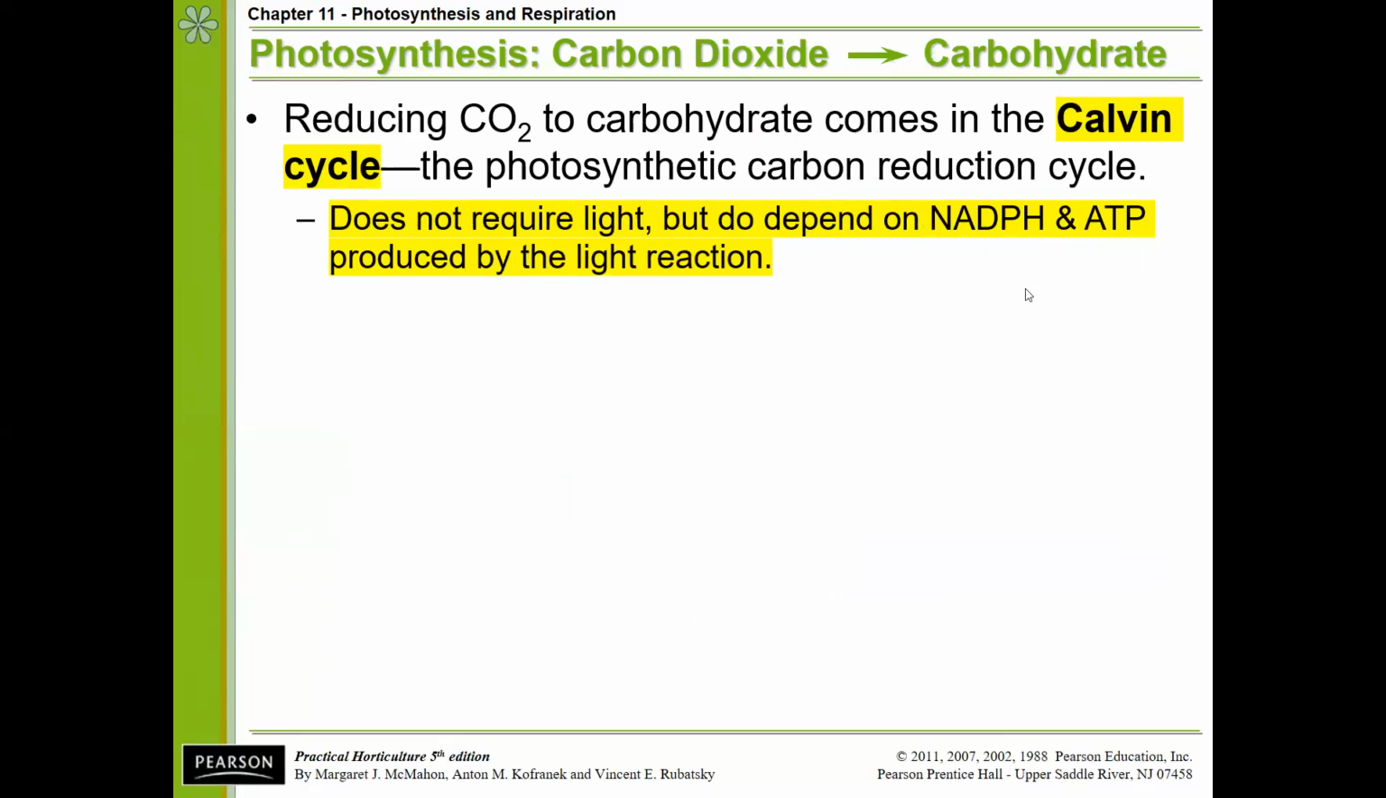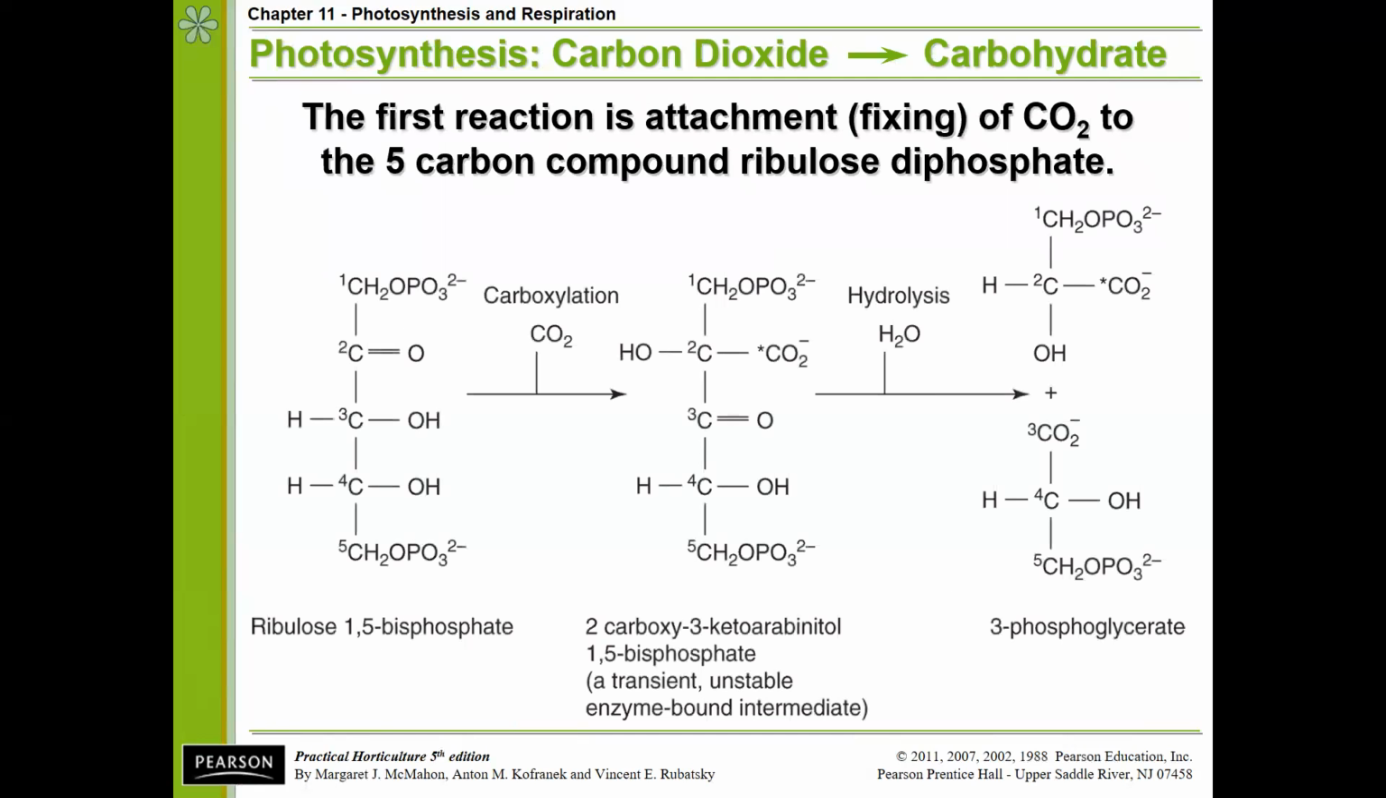When we reduce carbon dioxide, it's in this thing called the Calvin cycle, which is basically just the carbon reduction cycle within plants. It does not require light, but it does depend on these light-required molecules, NADPH and ATP. The first reaction here is the attachment or the fixing of carbon dioxide to ribulose diphosphate, which again, we have carboxylation, we have hydrolysis.